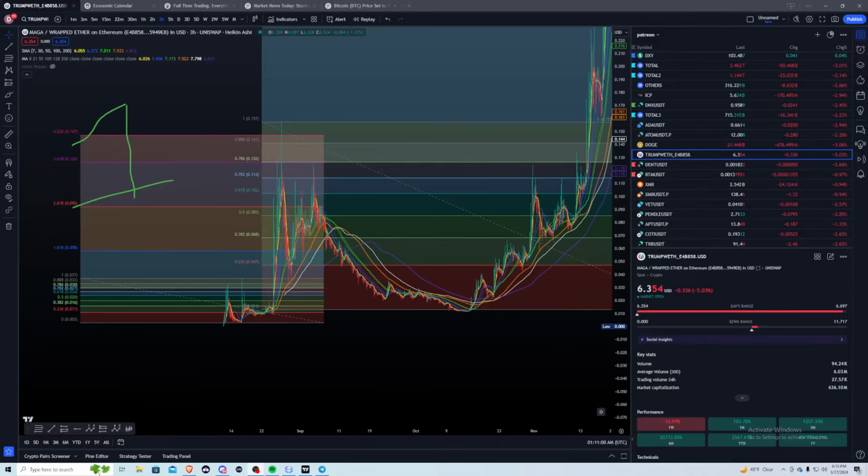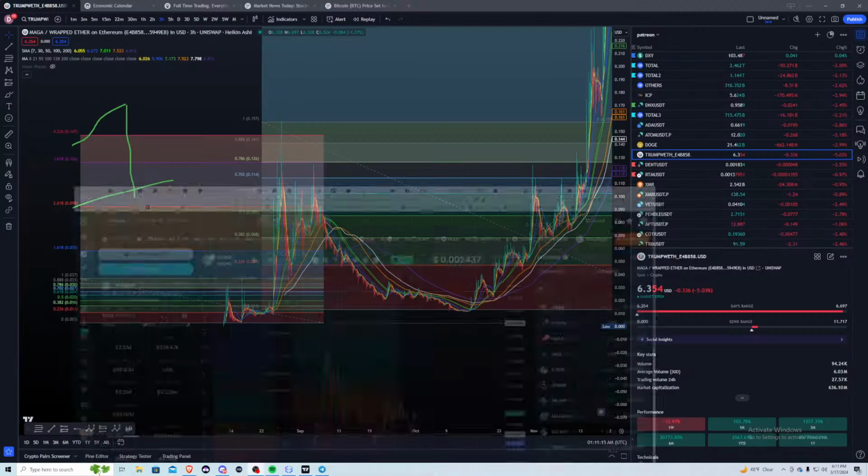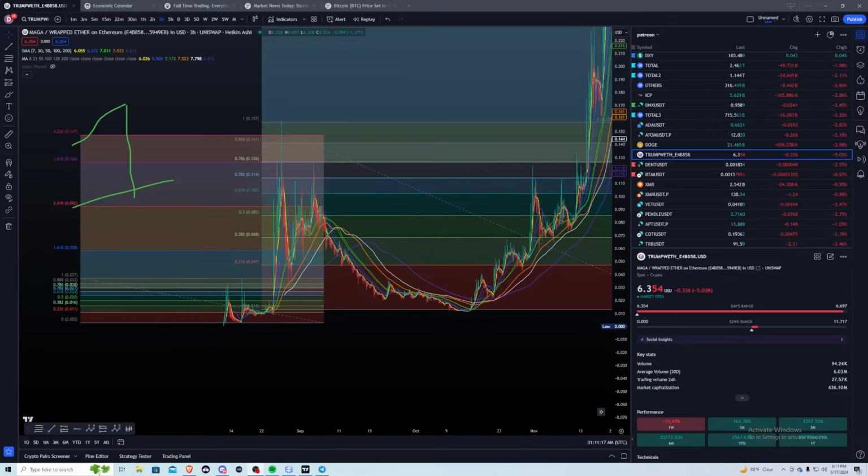All right, guys, I just wanted to show you something real quick that I find very, very interesting. Does this chart look familiar to you guys? I don't know. Looks pretty familiar to me. Okay, so here is MAGA in the first couple of waves. So you had your initial pump and completely dump. People called it a rug.